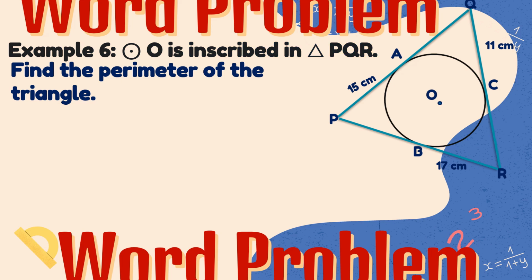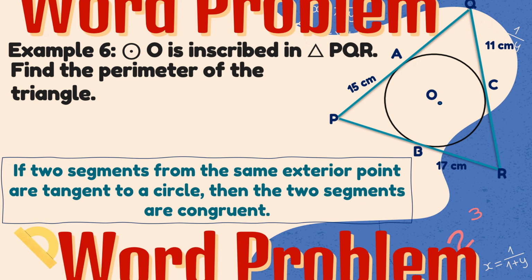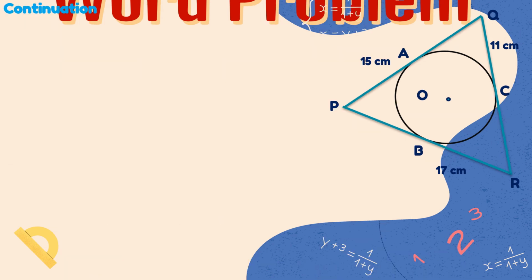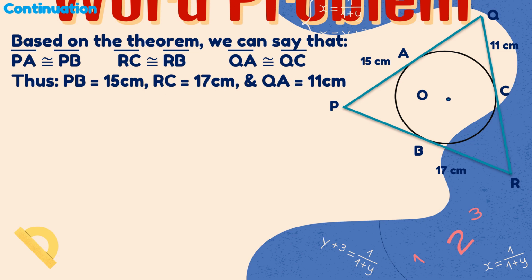Example number 6. Circle O is inscribed in triangle PQR. Find the perimeter of the triangle. To solve this problem, we need to apply the theorem that states that if two segments from the same exterior point are tangent to a circle, then the two segments are congruent. Based on the theorem, we can say that line segment PA is congruent to line segment PB. Line segment RC is congruent to line segment RB. Line segment QA is congruent to line segment QC.